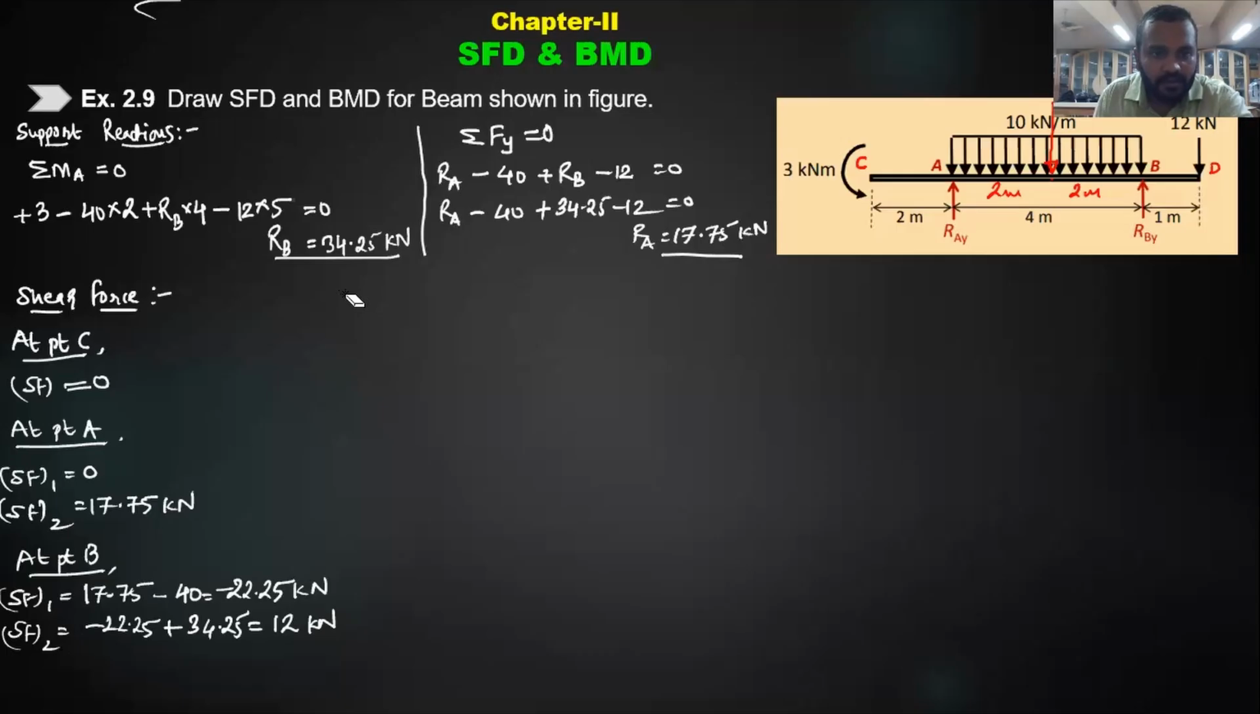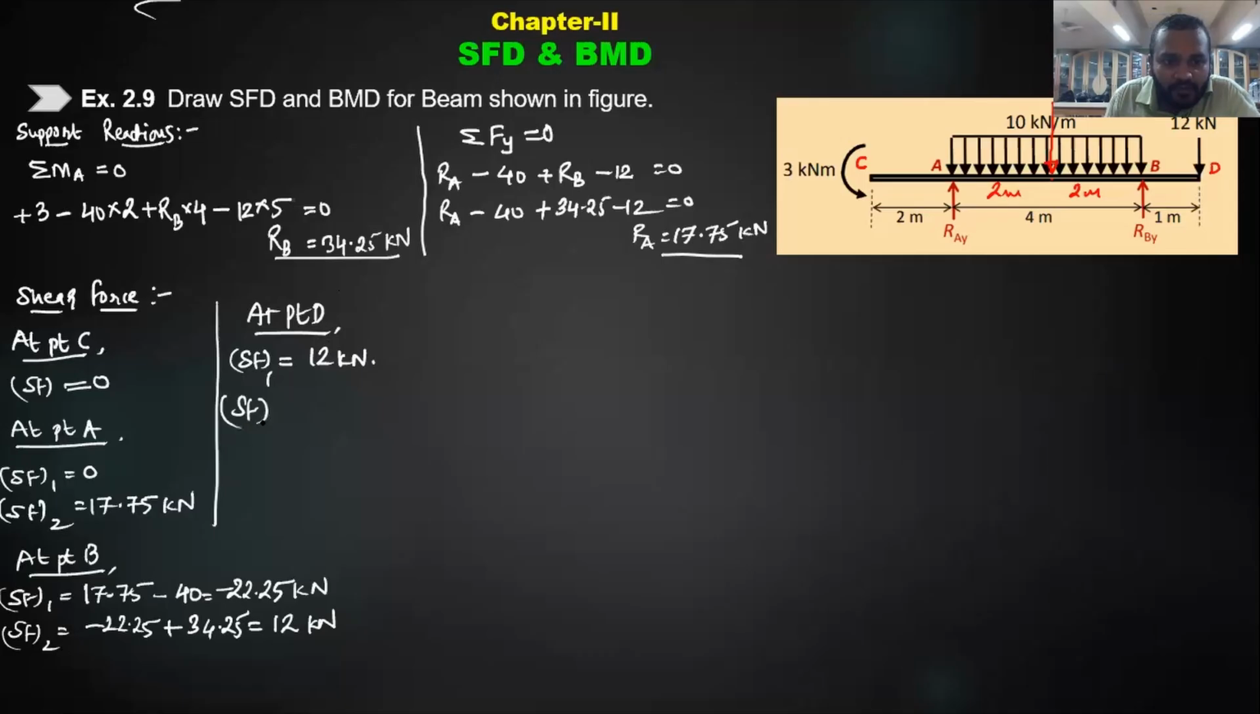Okay, let me write down over here. At point D, SF1 is 12. Only 12, there is no load added over here, so you cannot add anything. And SF2? On the left hand side from the previous point B, we have 12 value, and we also have a load of 12 on D. But we are calculating before that.